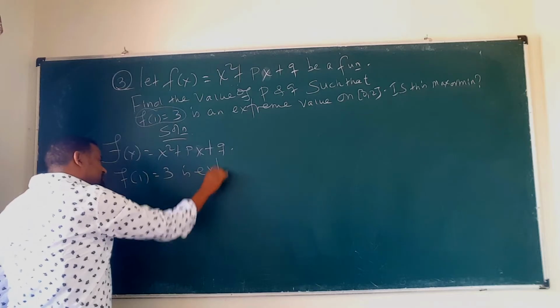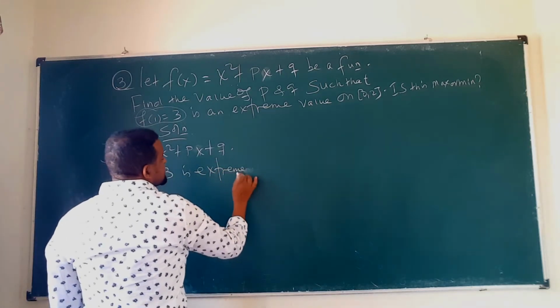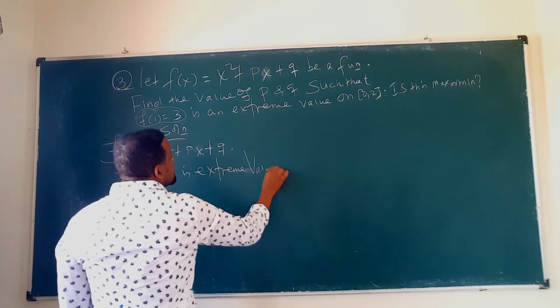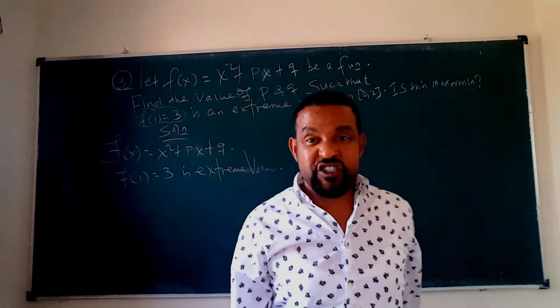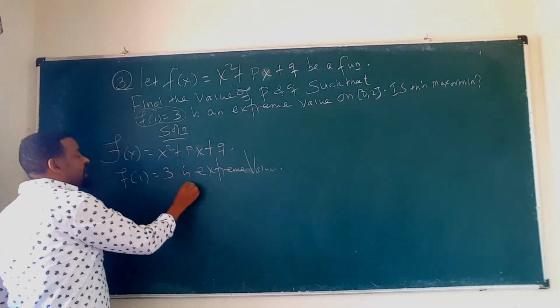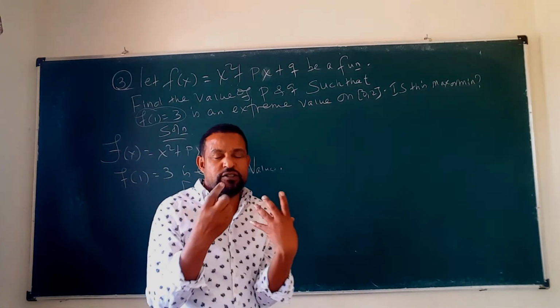Extreme value. No, look, this is the extreme value. Okay. Extreme, whether it is maximum or minimum, we don't know. That we are going to check. It's extreme value on the interval 0 to 2. አሁን ምንድነው ማስታወስ ያለባችሁ መስላችሁ?